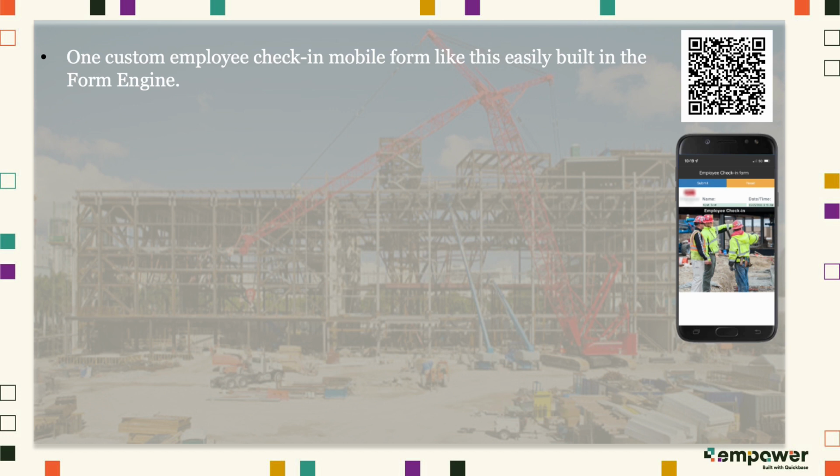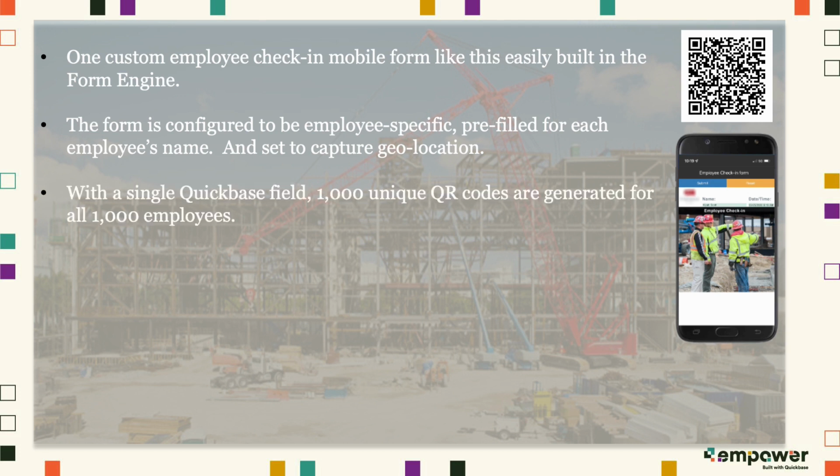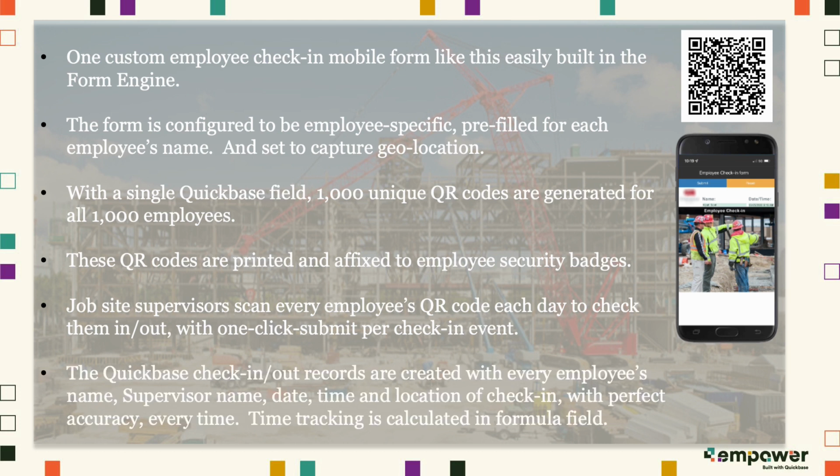You might have one custom employee check-in mobile form like this that's easily built in the Form Engine. The form's configured to be employee-specific, pre-filled for each employee's name, and set to capture geolocation. With a single Quickbase field, 1,000 unique QR codes can be generated for all 1,000 employees. So each one has their own QR code, and the QR codes are printed and affixed to employee security badges, for instance. So job site supervisors can scan every employee's QR code each day to check them in and out with one-click submit per check-in event.